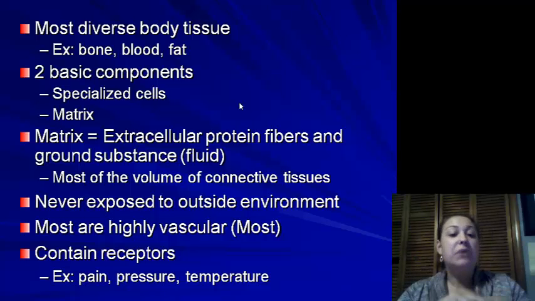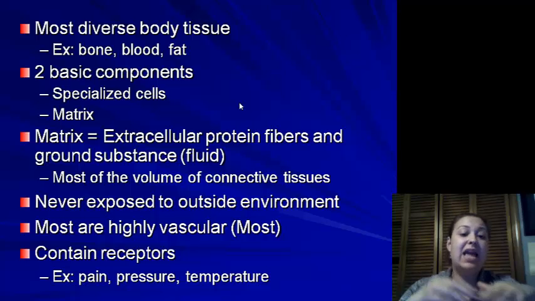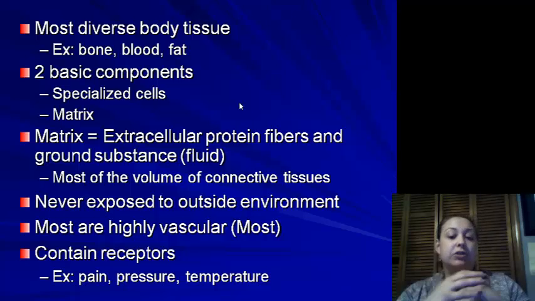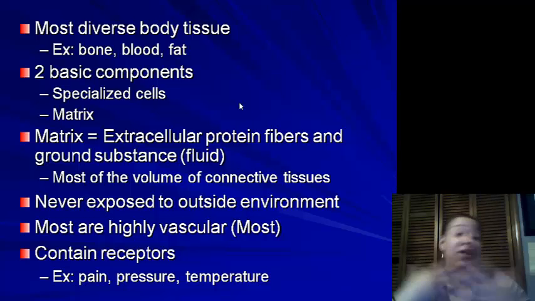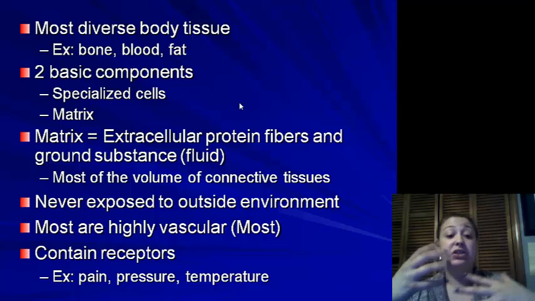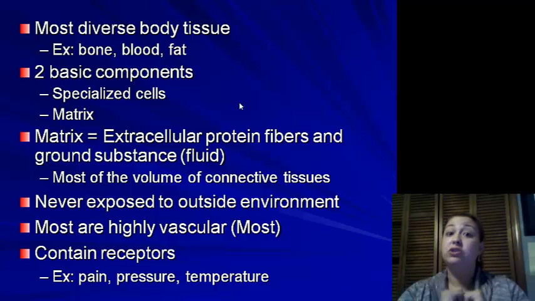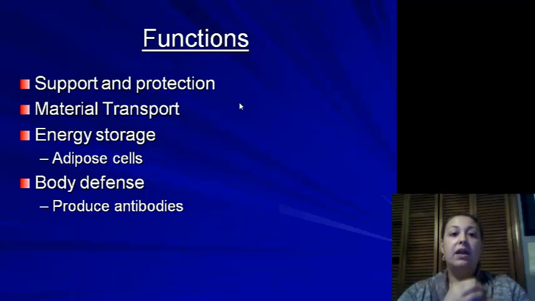These are never exposed to the outside environment, and they are mostly vascular. So most of them get a blood supply directly to them. Most of them. And they do contain receptors such as pain and pressure and temperature receptors. The functions of the connective tissue are going to be support and protection, material transportation, energy storage such as fat cells, and body defense that help produce antibodies and protect the body.